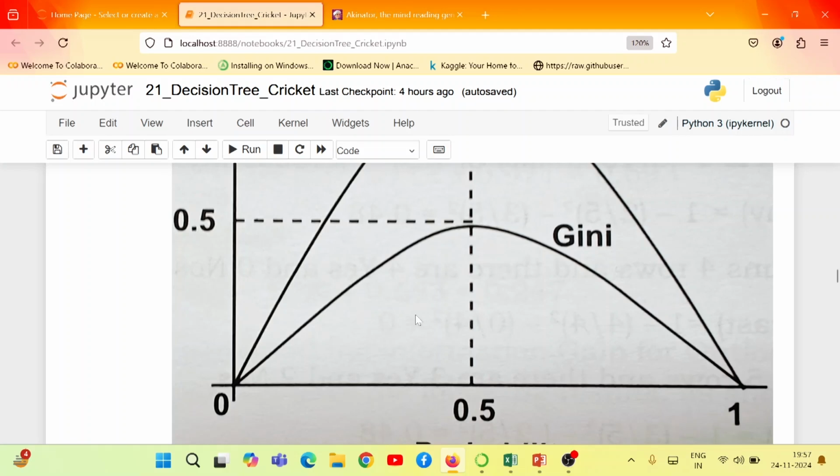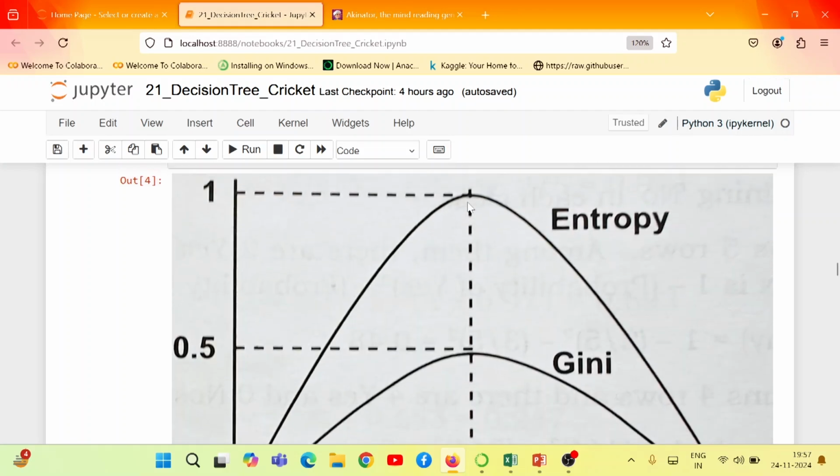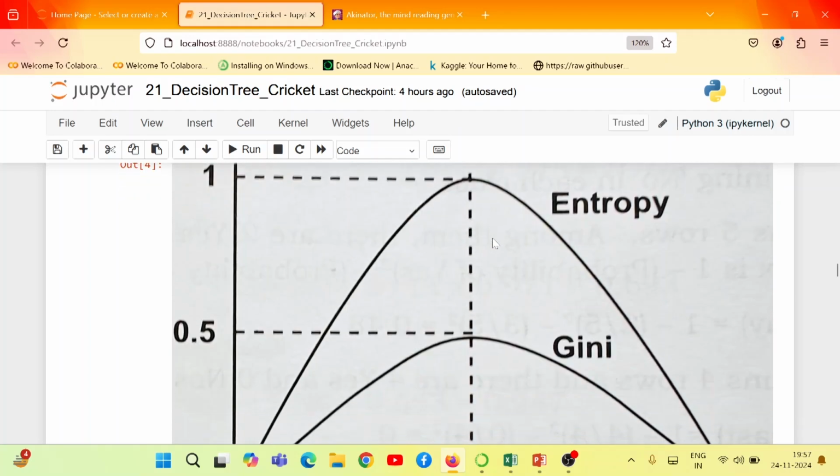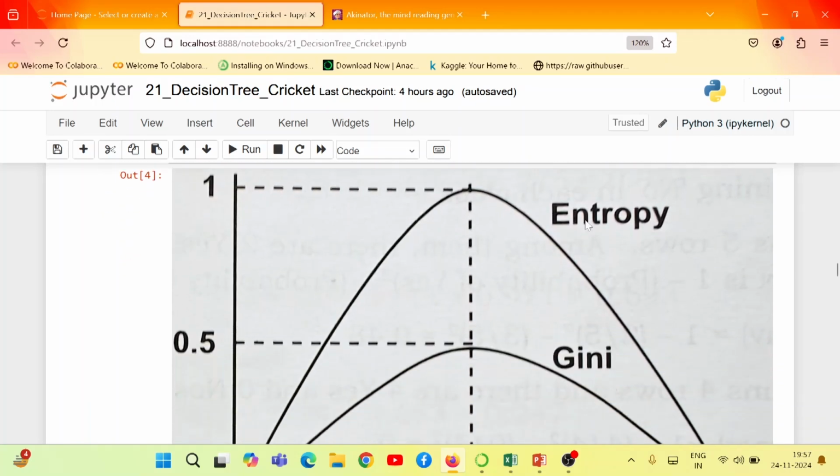The entropy values increase up to 1 and then start decreasing. But in case of Gini, it goes up to 0.5 and then starts decreasing. Hence, Gini requires less computational power. So that is a simple relationship which we can figure out with this plot.